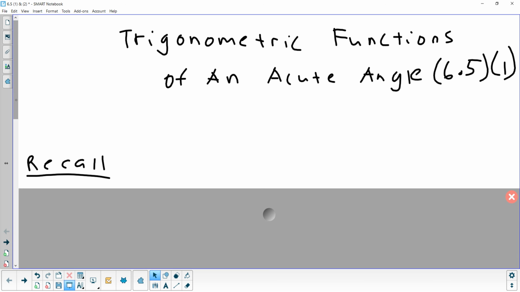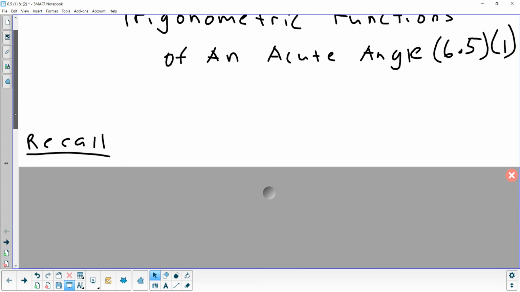What we're going to be looking at in this section is completely different from 6-4. We're going to get away from graphing, and we're going to look at right triangles. What we're really going to be doing is figuring out ultimately how long each side is in a triangle and how big each angle is. That's going to be the goal.